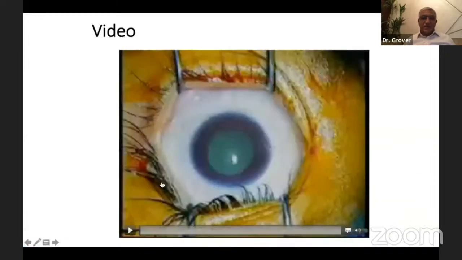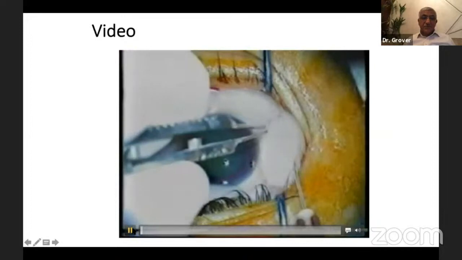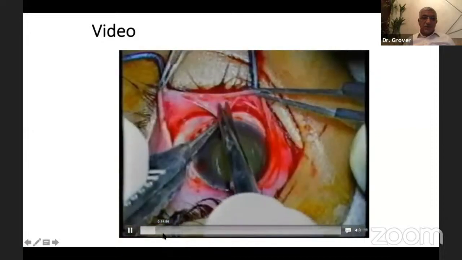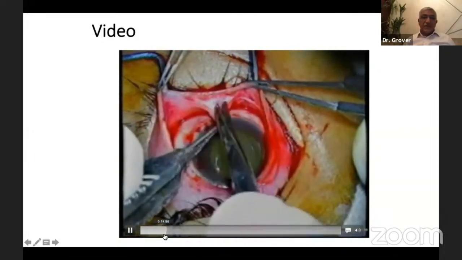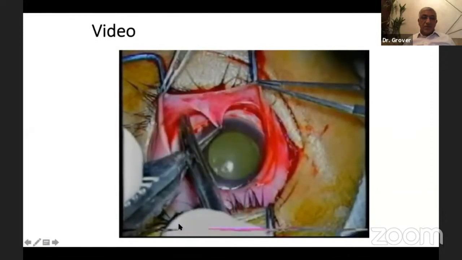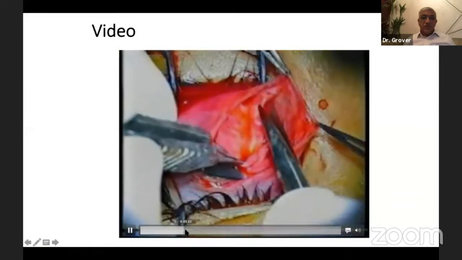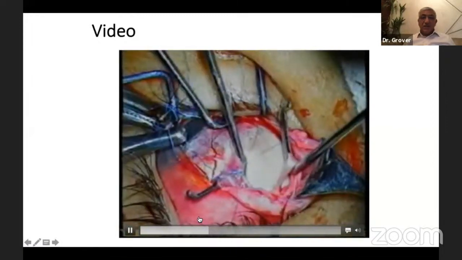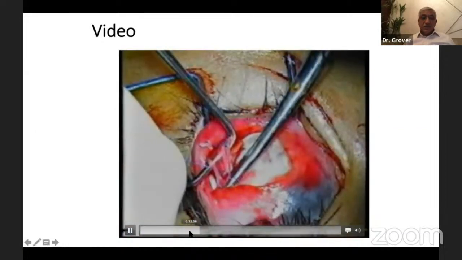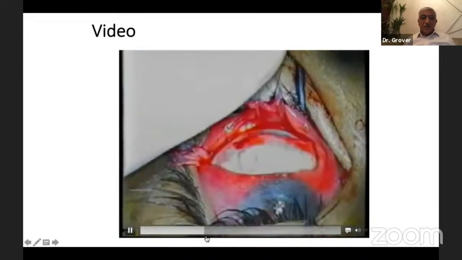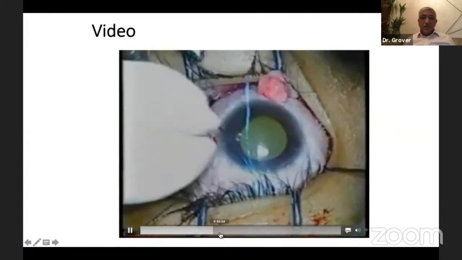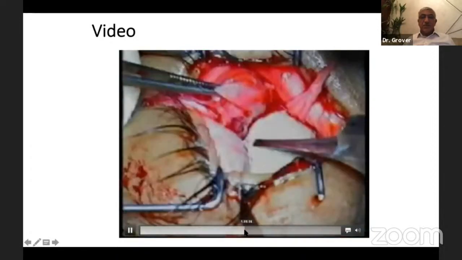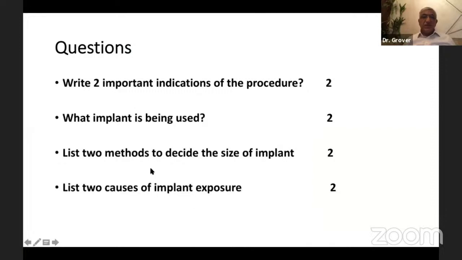So questions like these. So a video like this. There may be questions related to it. You'll have a clip not exceeding a minute, because then you need to have the rest of 4 minutes or so to answer. So you can see what is being done, opening up the posterior Tenon's and an implant being placed and so on and so forth. So the questions will be linked to that.